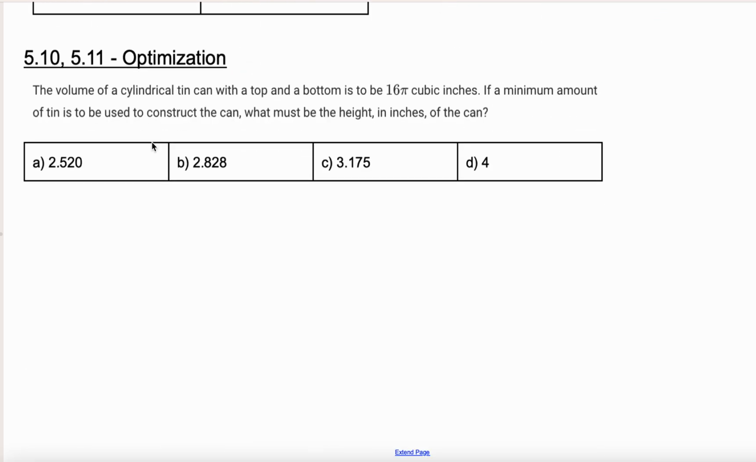Last one is an optimization problem. We have a cylinder. The volume of this cylinder is 16 pi. So I can already write one of my equations, my primary equation, you could call it. And that would be pi r squared times h. My secondary equation is the one I'm trying to either maximize or minimize. And it says we want to minimize how much product we're using. So that's a surface area question.